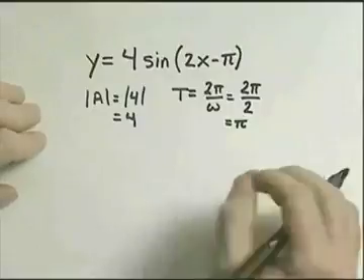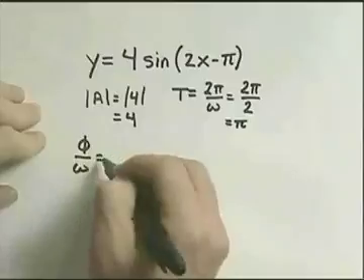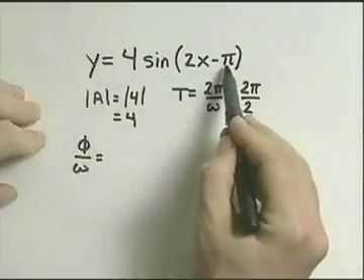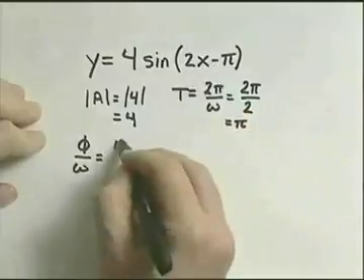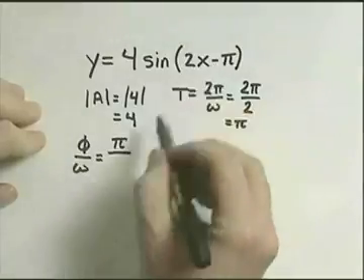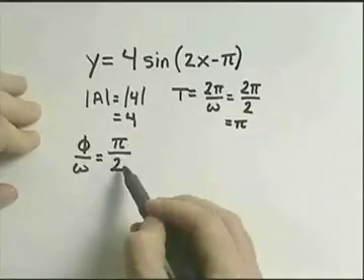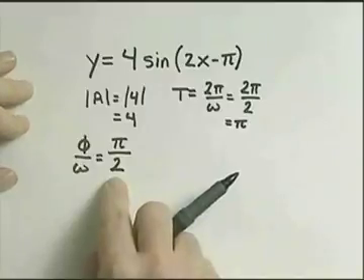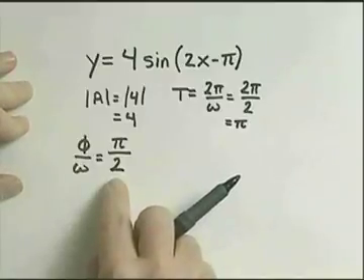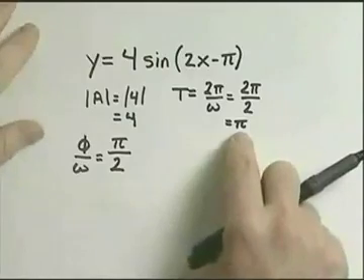Finally, we want to know the phase shift. The phase shift is phi over omega, where phi is the value following the subtraction sign, so that's pi. And omega, again, is the coefficient on the variable x. So the phase shift is pi over 2. What this basically means is rather than the graph starting at x equals 0, one cycle of the graph is going to begin at x equals pi over 2 and will end pi radians later.